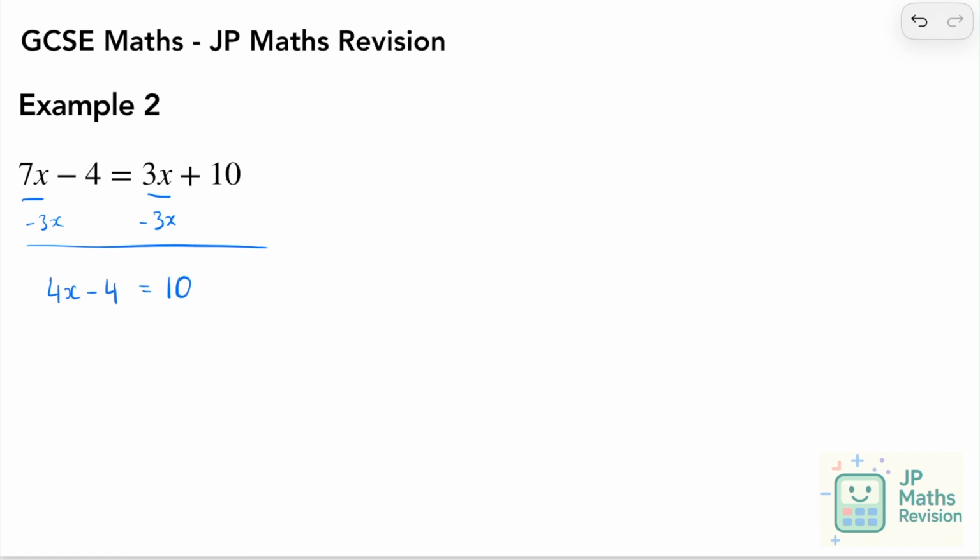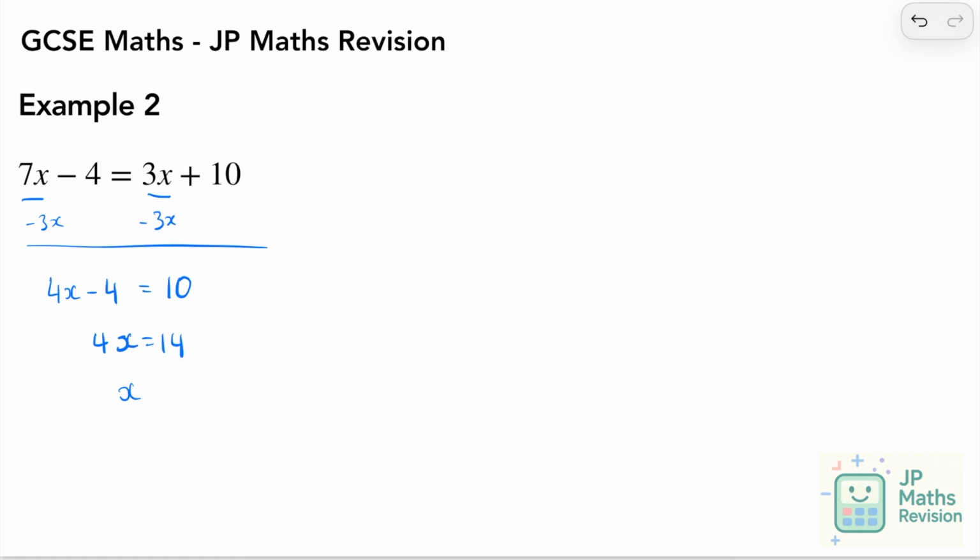And now we need to get x by itself. So we're going to add 4 to both sides because the opposite of minusing 4 is adding 4. So we end up with 4x equals 14. And now we need to get rid of the 4. To get rid of the 4, because we're timesing by 4, we divide by 4.